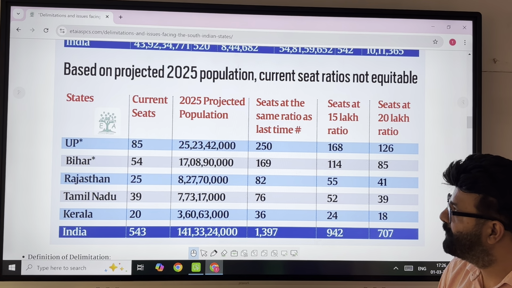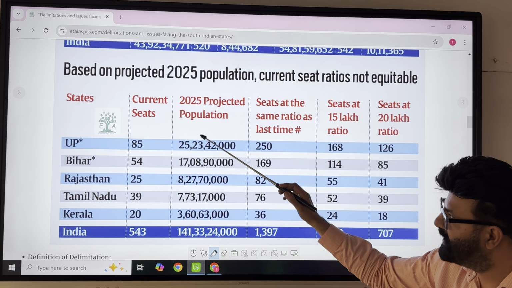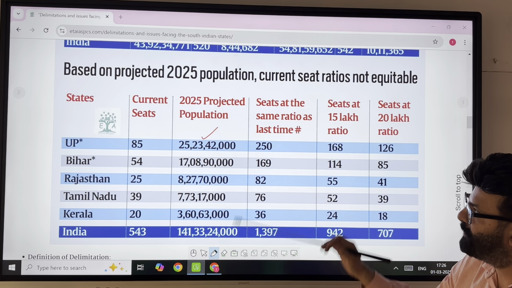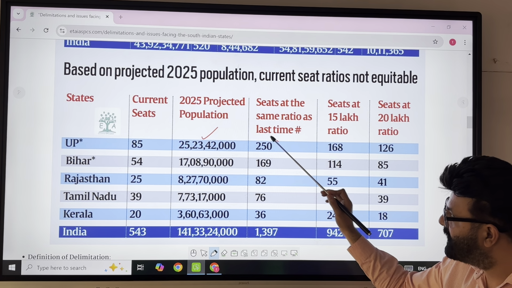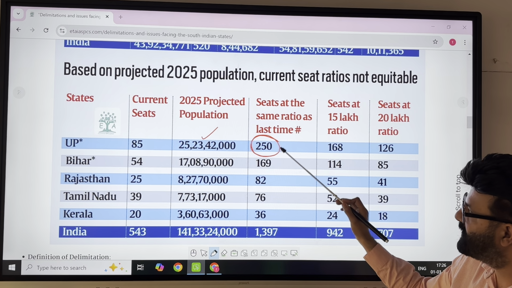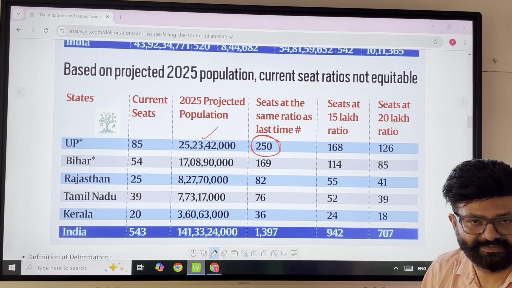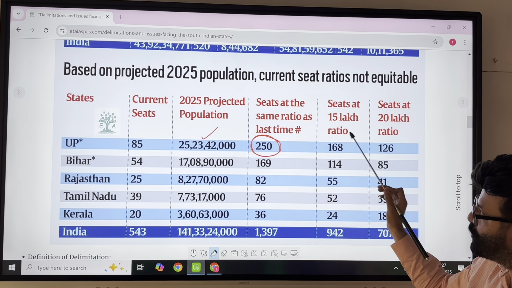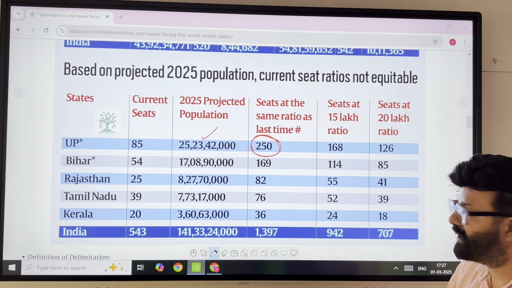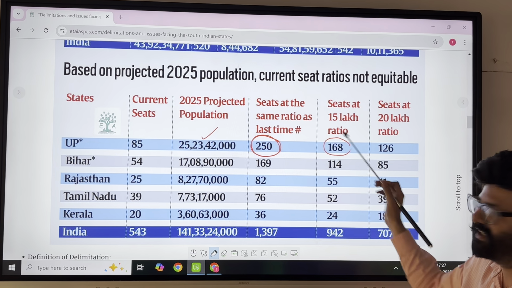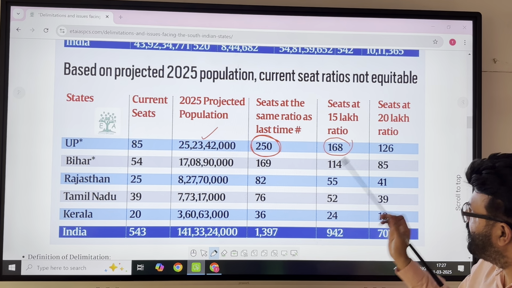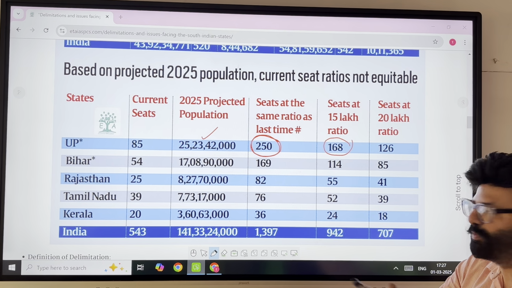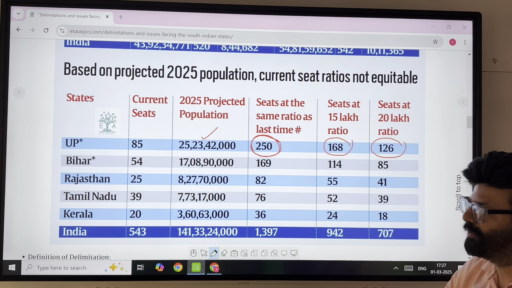So 2025 population, अभी जो population है UP की, that is around 25 करोड़ 23 लाख. तो अगर हम इस same ratio से जाएंगे तो seats at the same ratio, इस ratio से UP को कितनी seats मिलेगी? 250 seats. ठीक है, this is huge. And अगर हम 15 लाख ratio को लेंगे कि एक seat को हम 15 लाख में divide कर दें, तो UP की seats कितनी रहेंगी? 168. और अगर हम 20 लाख ratio के साथ जाएंगे तो UP की seat कितनी होगी?